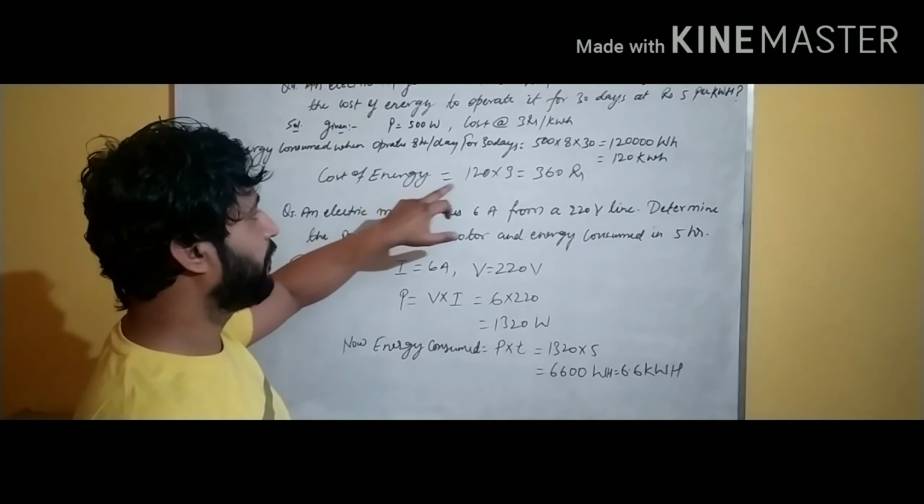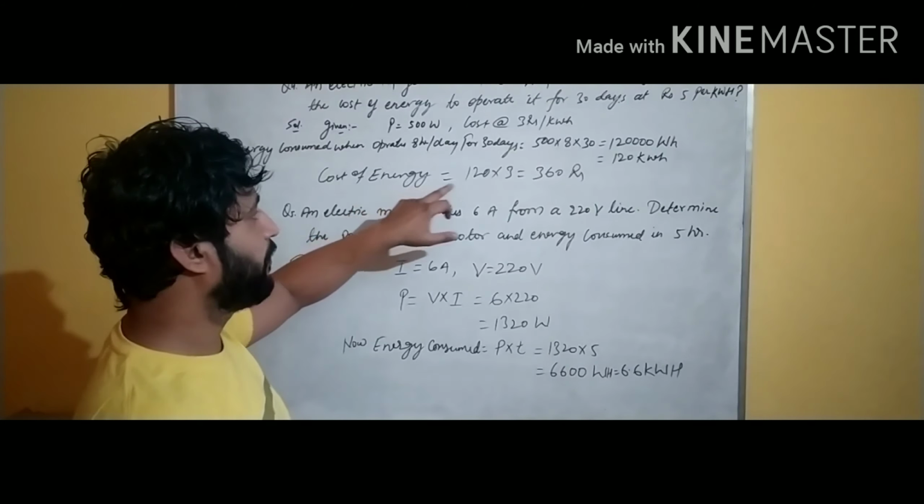Now energy consumed. Energy consumed is equal to power into time. Power is 1320 into time 5 hour. So it comes out to 6600 watt hour. Convert watt hour into kilowatt hour by dividing by 1000. So it comes to 6.6 kilowatt hour.